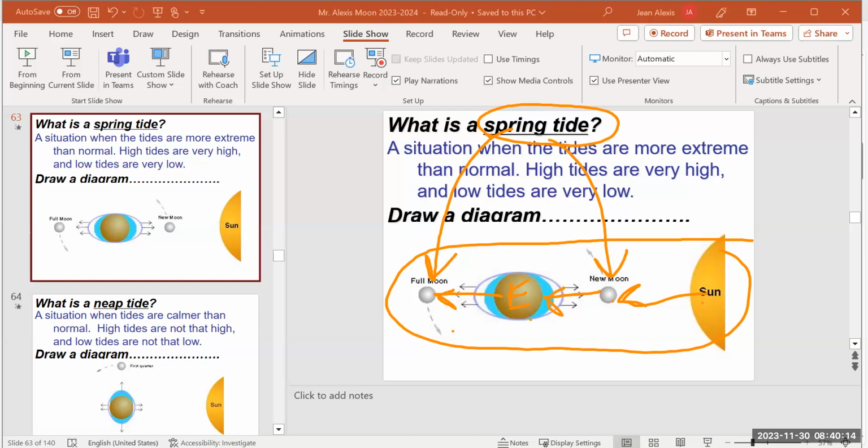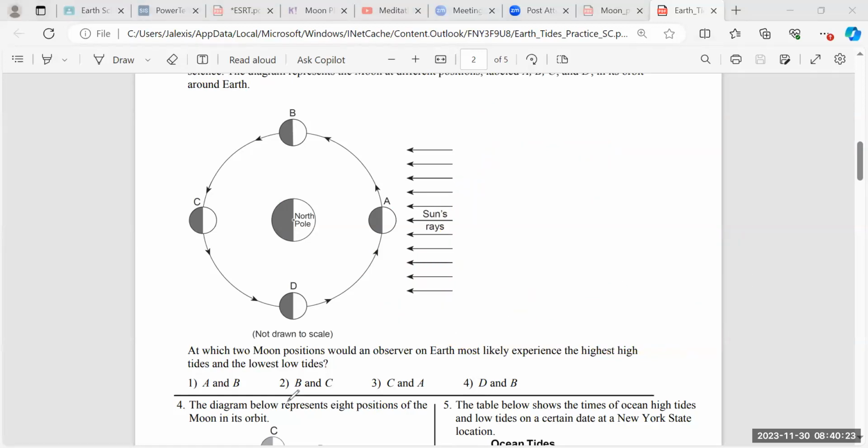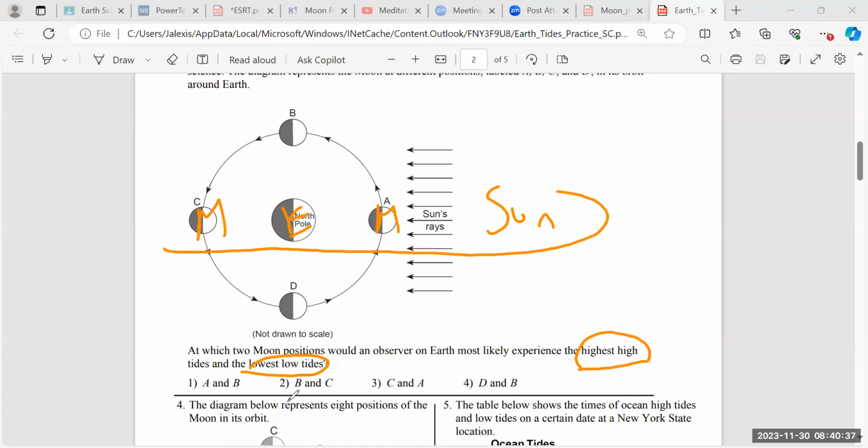So therefore, if I go back, let me just clear this out. So if we know the highest high tides and the lowest low tides occur when the sun, the earth, and the moon are directly aligned with each other, that means it's going to be position C and A. Why? Because they're directly aligned with each other, right? The sun is directly horizontal of the moon and the earth. So that's why the correct answer is choice 3.